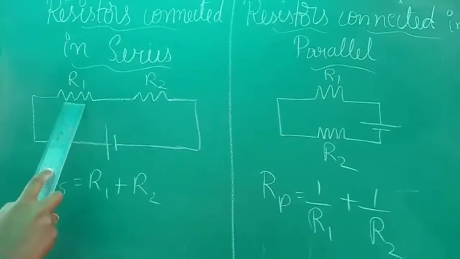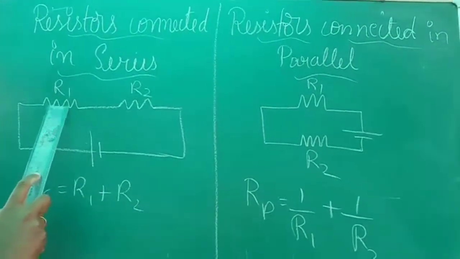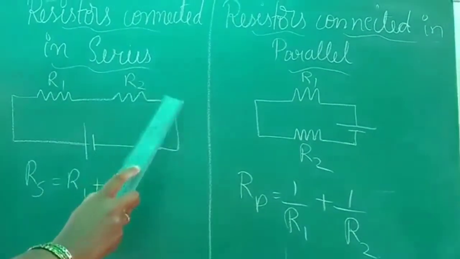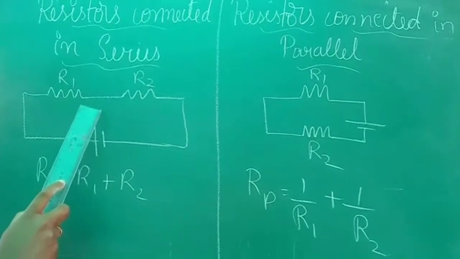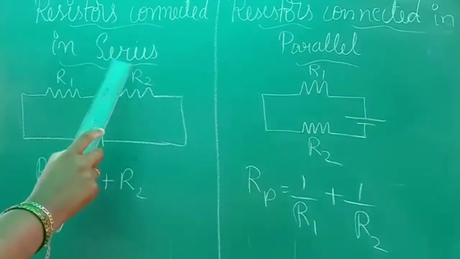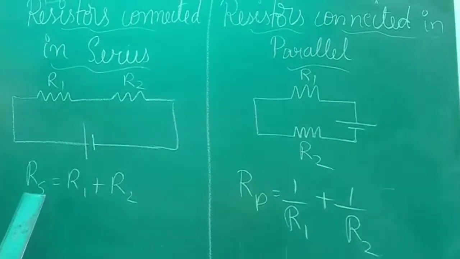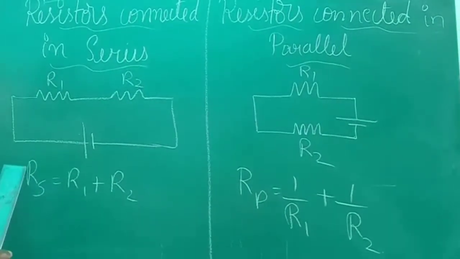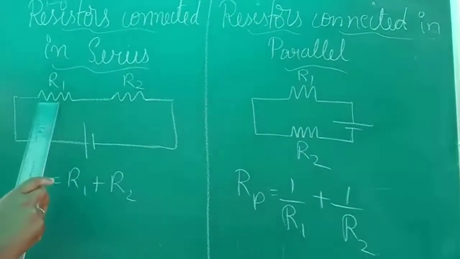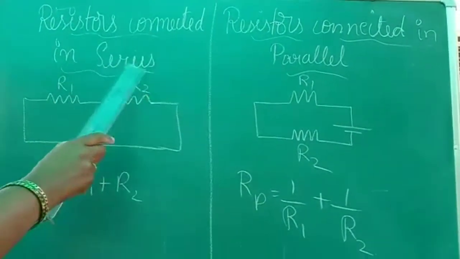Now R1 and R2 are connected in a straight line, right? Can you see here? Resistor number 1, resistor number 2, connected in a straight line. When resistors are connected in a straight line, that particular connection is called a series connection. What is it called? Series connection. And there is a formula. When the resistors are connected in series, the formula is RS, resistors in series, which is equal to R1 plus R2. So this is the formula when resistors are connected in series.